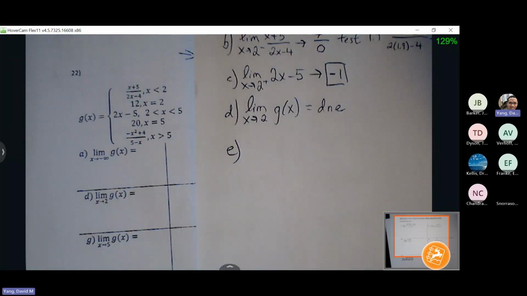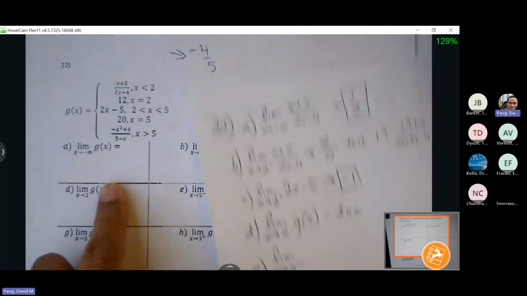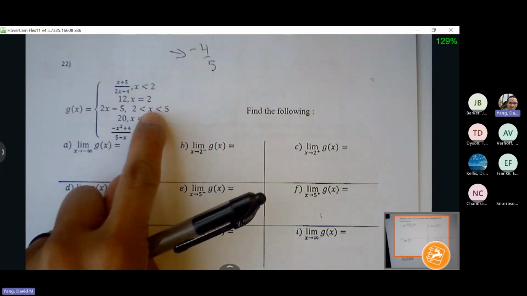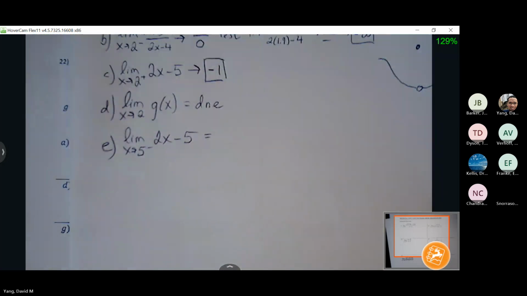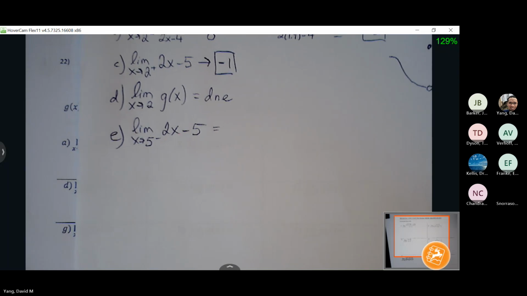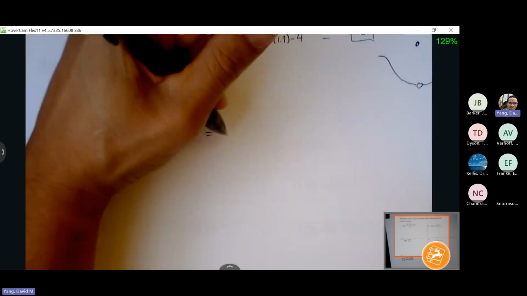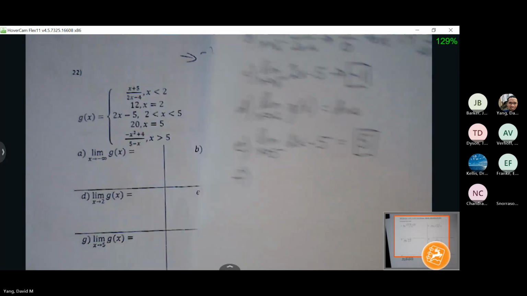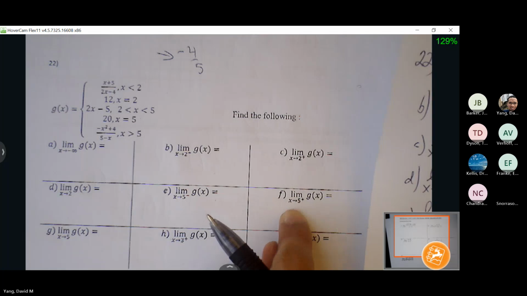Okay, approaching 5 from the left. All right, 5 from the left. Which one do we choose here? 6 minus 5, right? Slightly to the left of 5. Direct substitution. 10 minus 5 is just 5. Limit as x approaches 5 from the right. Last one.